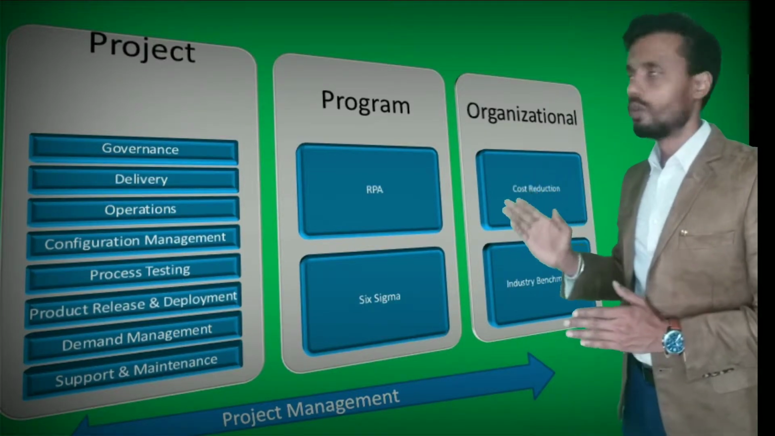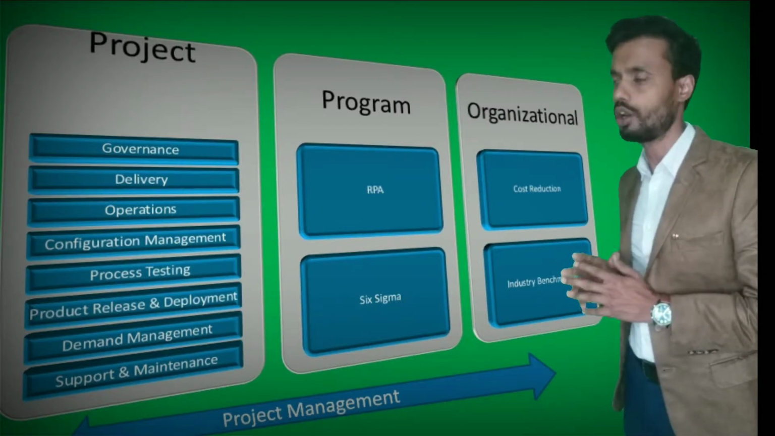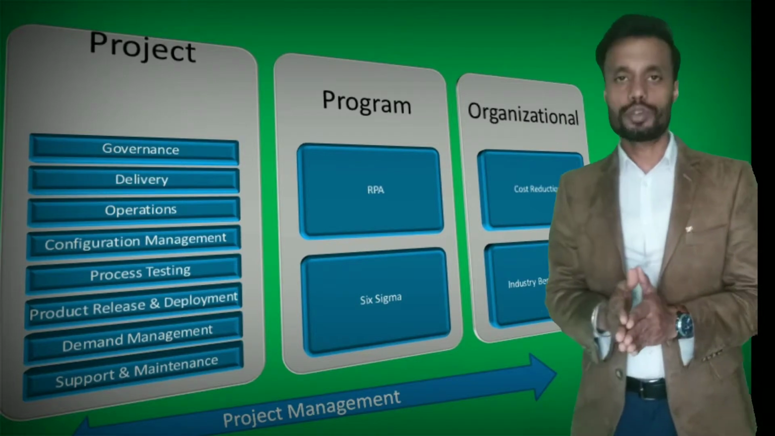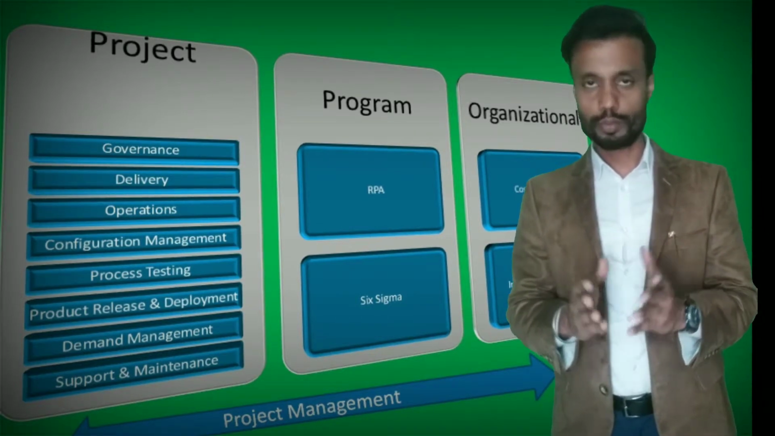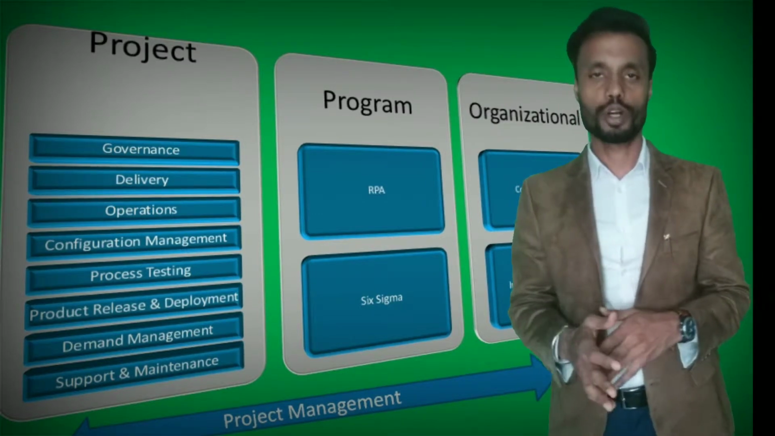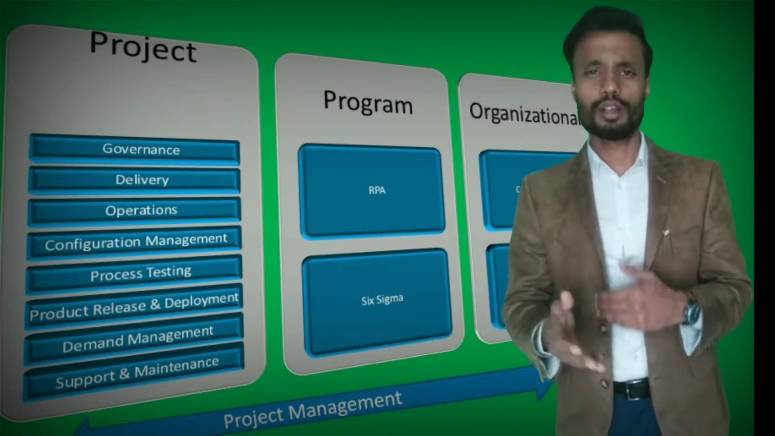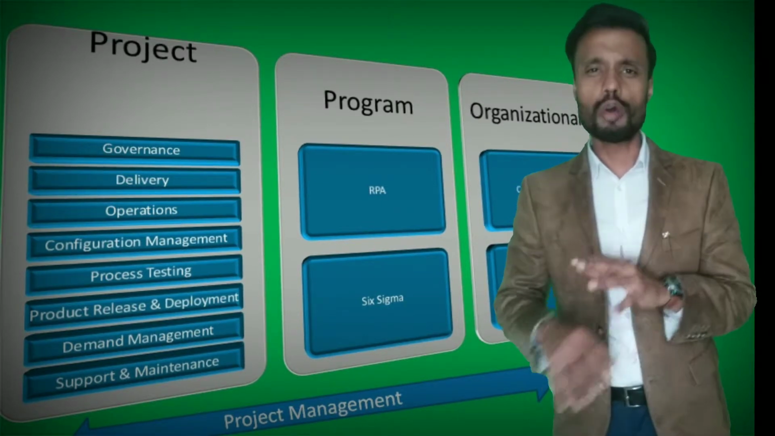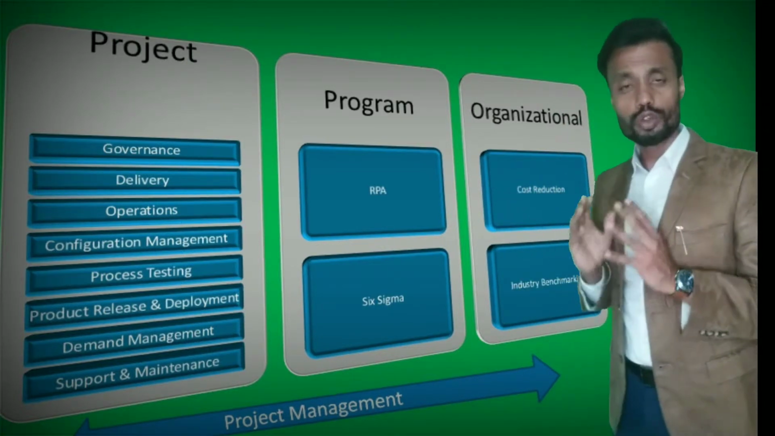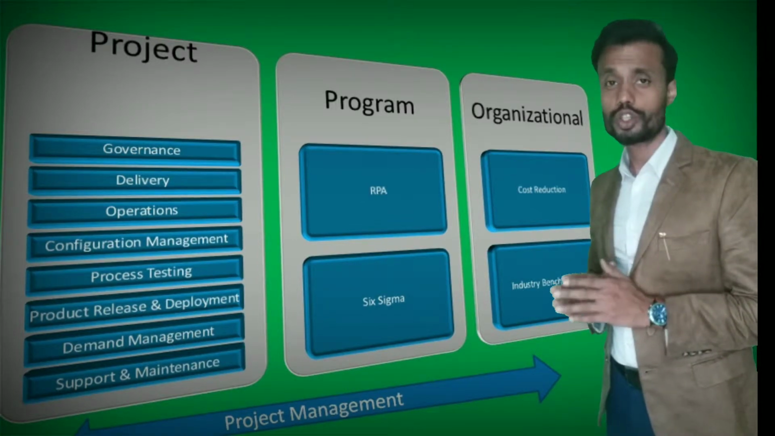Now, at the program level, the second level of the governance model, your program manager would have various programs running in your organization for improving productivity or increasing revenue. One of the programs would be your RPA program. Another program could be the Six Sigma initiative, or normal tactical automation initiatives. What we should be focusing on is the project level governance, which is very important.